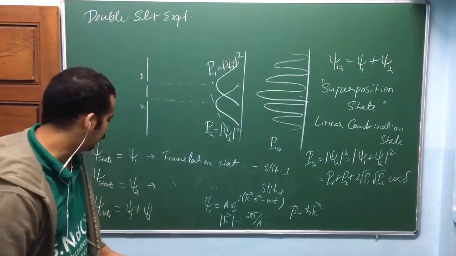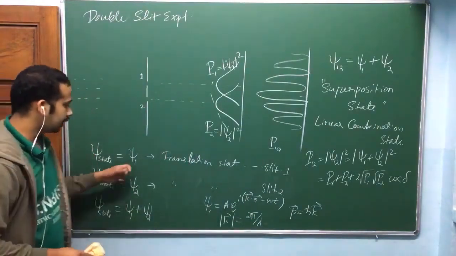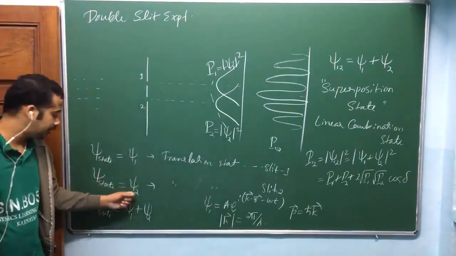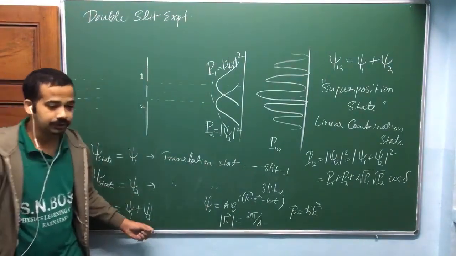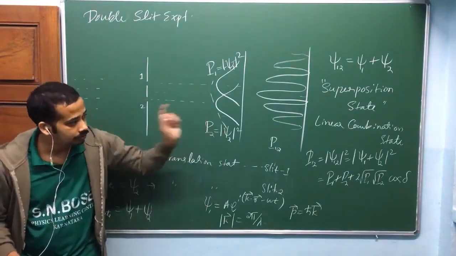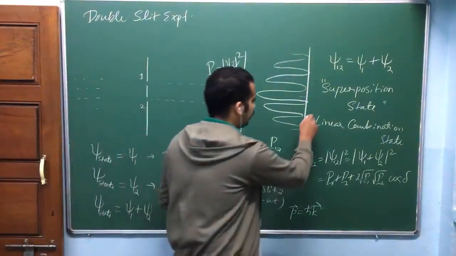Now quickly. The state of the particle can be psi 1, the state of the electron received on the screen can be psi 2, and the state can also be psi 1 plus psi 2. If superposition is a misleading term, use the term linear combination state.